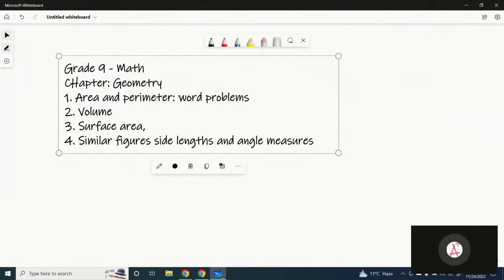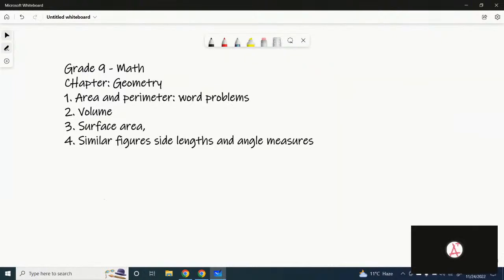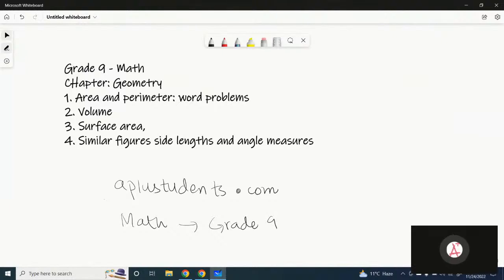So, you can find all the lessons on aplusstudents.com. You have to log in there using your email address and password as provided by the administrator. Then, you have to select math from the subject tab, scroll down to grade 9 maths, click on view all lessons, and we're going to start with the chapter geometry.